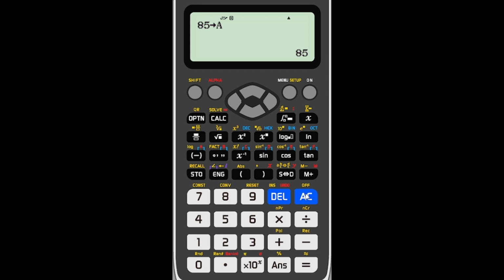Okay. Now you clear the screen. You want to store another number. Let's say I want to store 35. So I press STO and I want to store this in B. Now it has been stored in B. Now whenever I access A, it will give me 85. Whenever I access B, it will give me 35, the numbers that I've just stored manually right now.